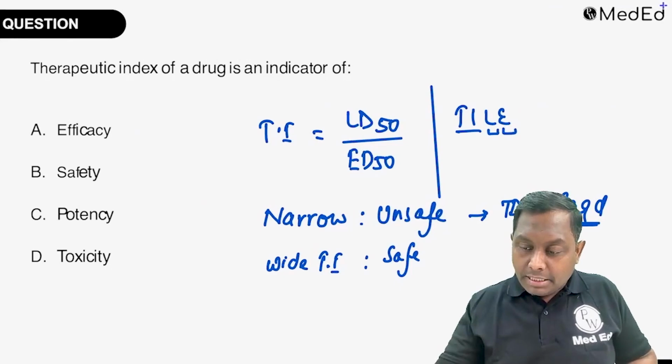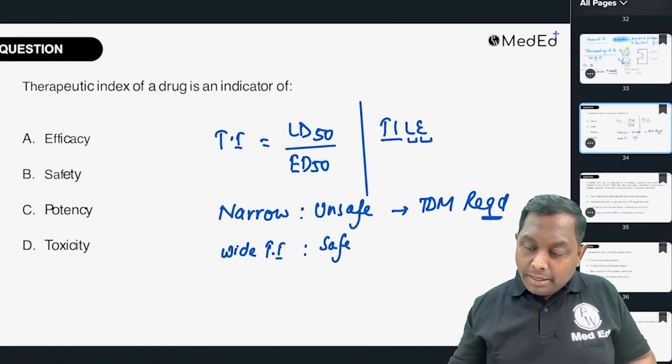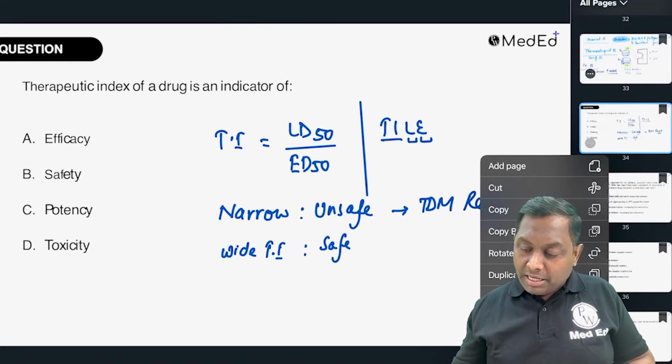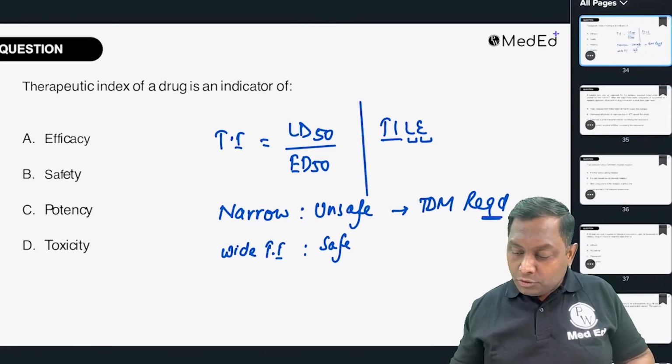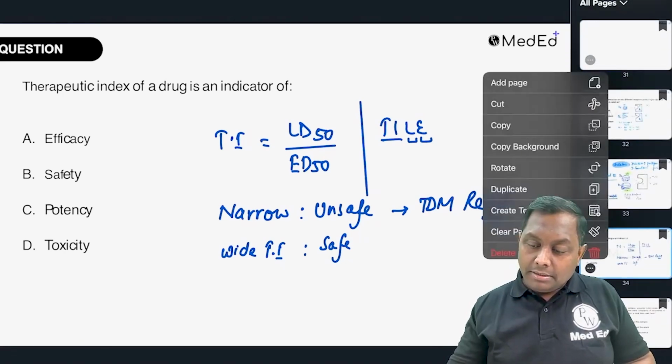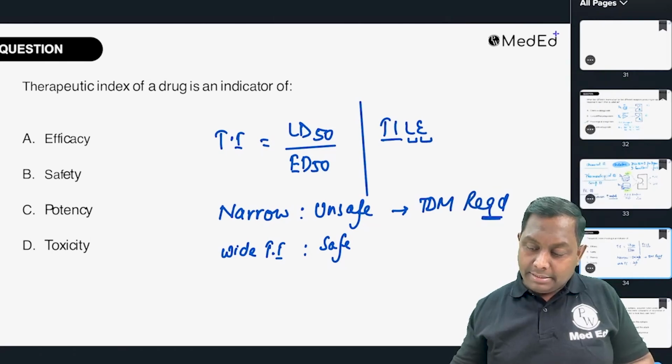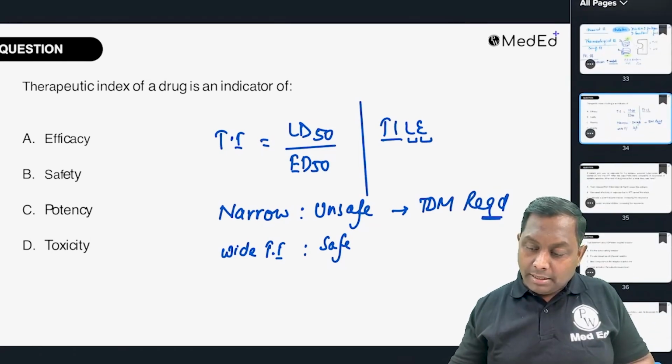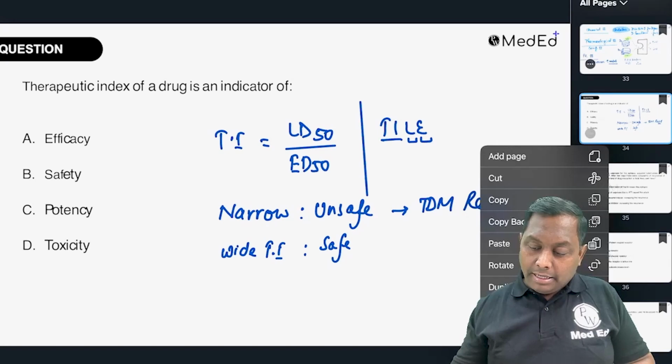A dose that is causing lethality in 50% divided by a dose that is causing therapeutic effect in 50%, we call it TILE. The mnemonic gives the therapeutic index.